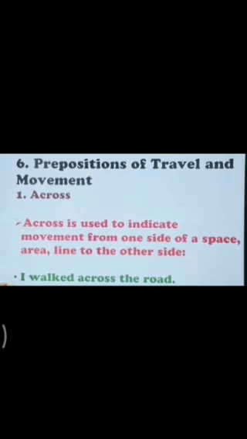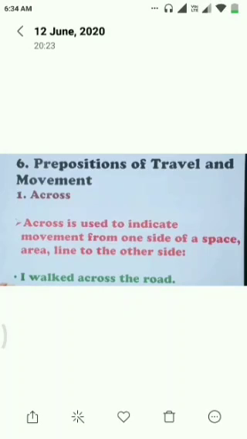Prepositions of travel and movement. First we have across. Across is used to indicate movement from one side of a space, area, or line to the other side. For example, I walked across the road. It indicates movement from one side of a space or area to the other side.